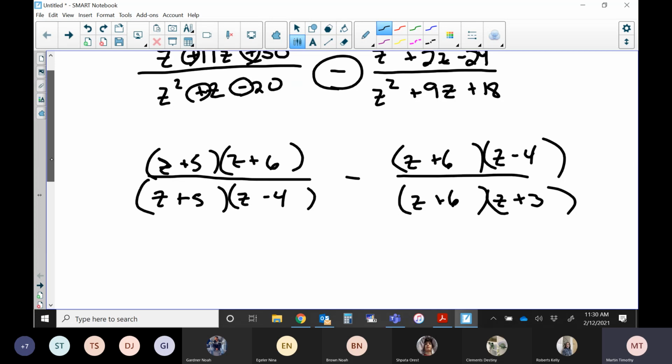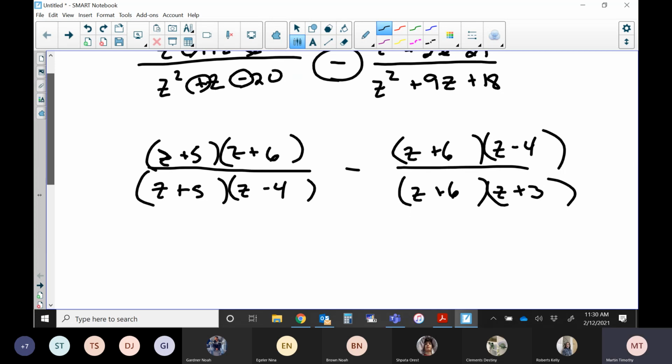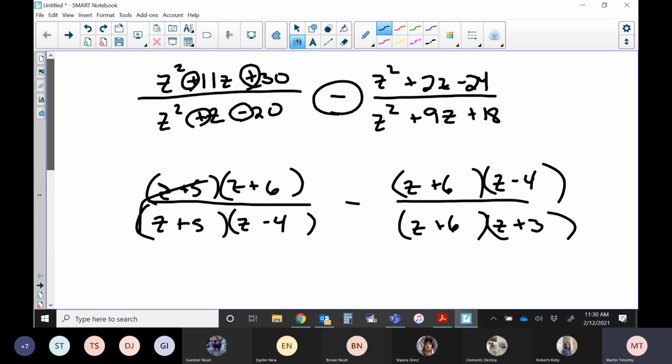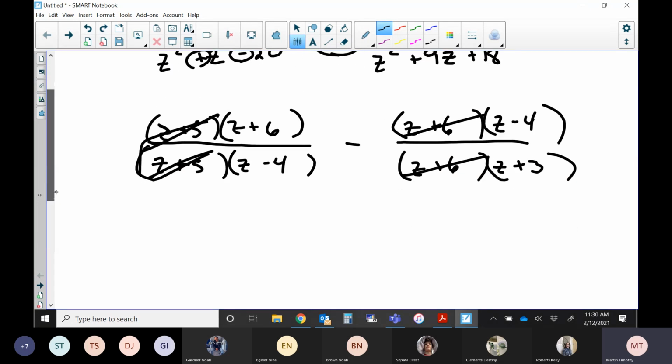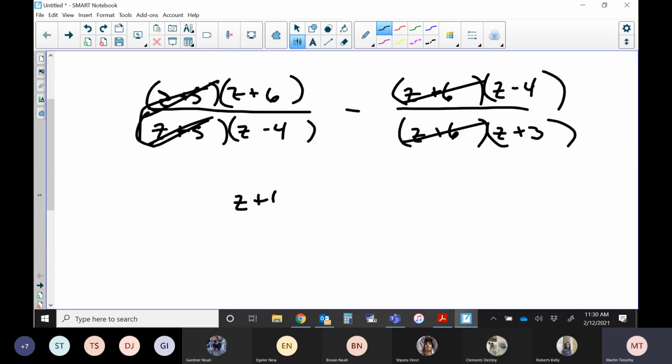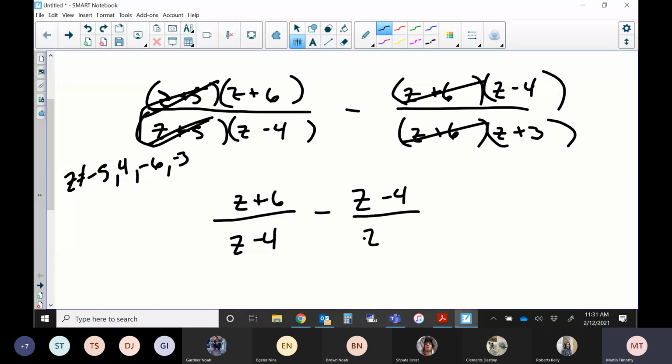And when I do that, I realize that this is very nice because this cancels out and this cancels out. So that means what I'm really trying to do is take z plus 6 over z minus 4. Technically, I should be remembering my exclusions, which means z couldn't equal negative 5, 4, negative 6, or negative 3. But like I said, the book doesn't worry about it too much here. And then minus z minus 4 over z plus 3.